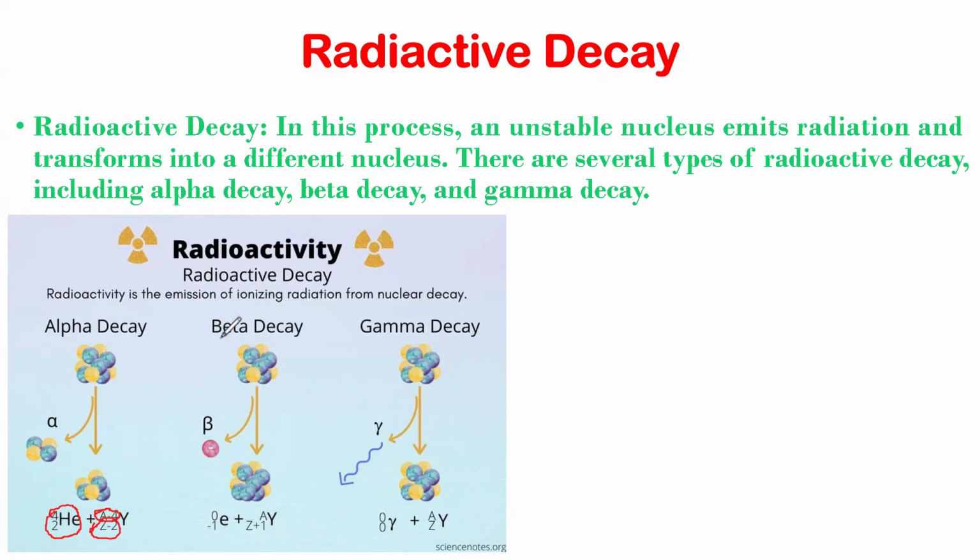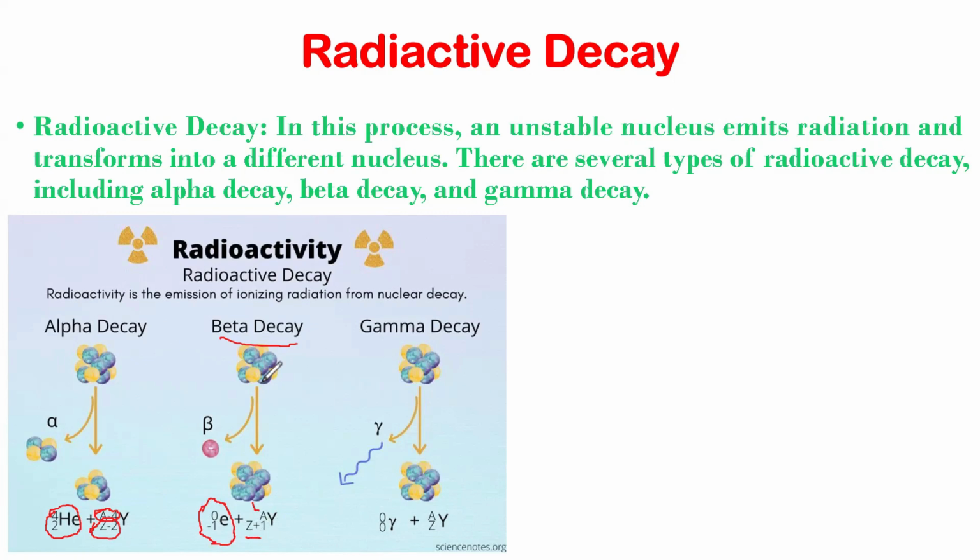And then we have a beta decay. So in the case of beta decay, of course, an electron is emitted as a beta particle, with a mass of 0 and atomic number of -1. So that is why whenever you have a beta decay, the mass number always remains the same. So that is why here we have A. And of course, the atomic number always increases by 1. So that is why here we have Z plus 1.